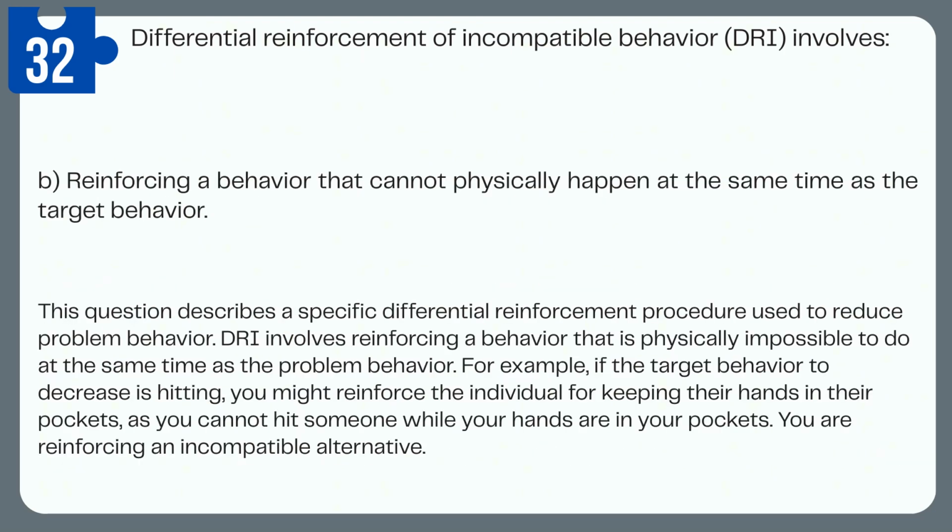Answer: B. Reinforcing a behavior that cannot physically happen at the same time as the target behavior. This question describes a specific differential reinforcement procedure used to reduce problem behavior. DRI involves reinforcing a behavior that is physically impossible to do at the same time as the problem behavior. For example, if the target behavior to decrease is hitting, you might reinforce the individual for keeping their hands in their pockets. As you cannot hit someone while your hands are in your pockets, you are reinforcing an incompatible alternative.